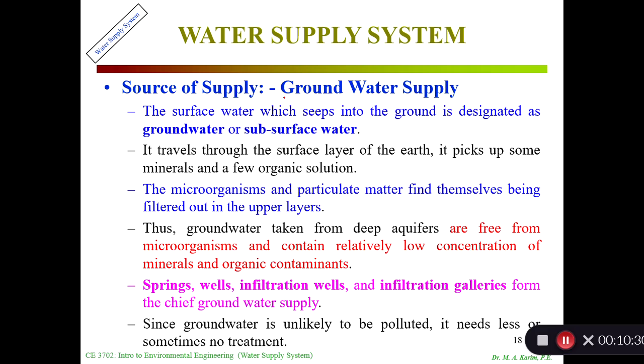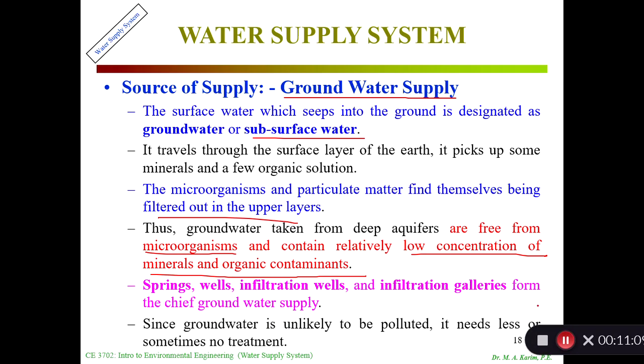Okay, then second one is the groundwater supply. The surface water which seeps into the ground is designated as the groundwater or subsurface water, right? It travels through the surface layer of the earth and picks up some minerals and a few organic solutions. The microorganisms and particulate matter find themselves being filtered out, right? So that means the groundwater taken from the deep aquifers is free from microorganisms, with relatively low concentration of minerals and organic contents. So spring wells and infiltration galleries are forms of cheap groundwater supply.